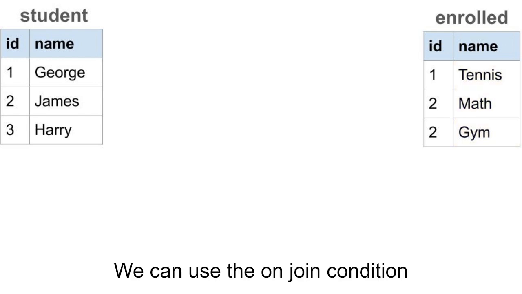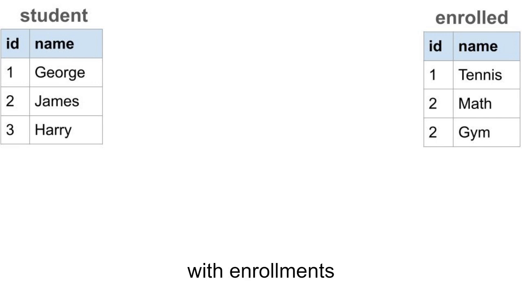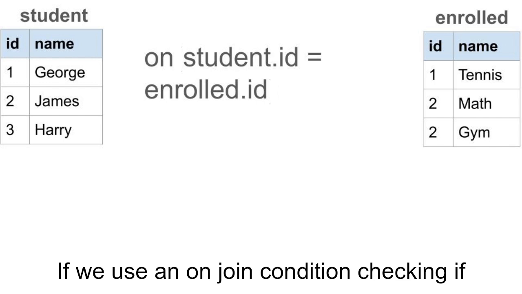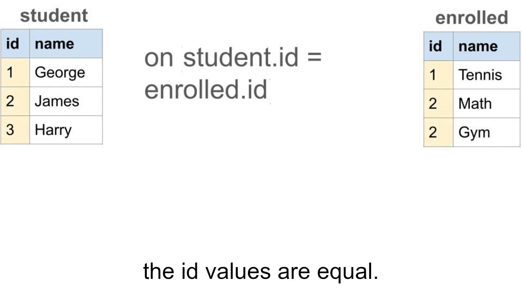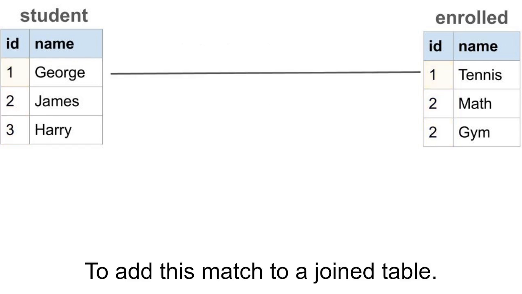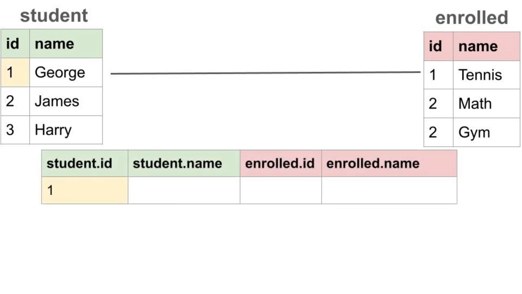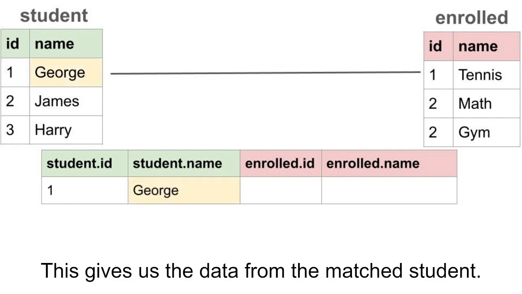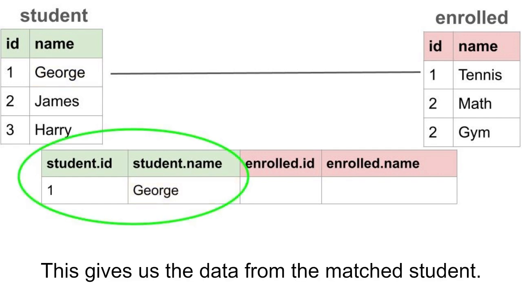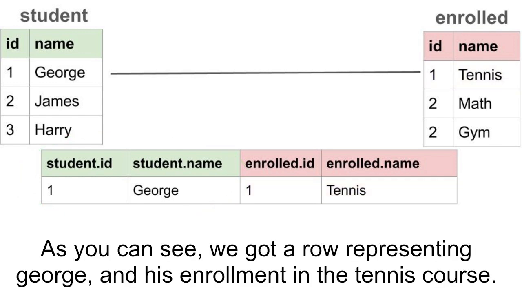We can use the on-join condition to determine how to match rows in the student table with enrollments. If we use an on-join condition checking if the ID values are equal, then we will get one match for the first row. To add this match to a join table, we add the student's ID value and the student's name. This gives us the data from the matched student. Then we can add the enrollment information. As you can see, we got a row representing George and his enrollment in the tennis course.